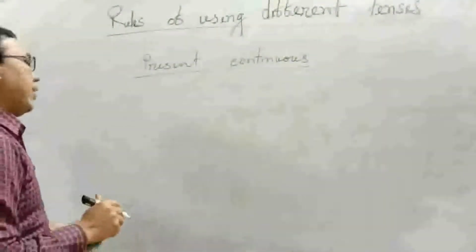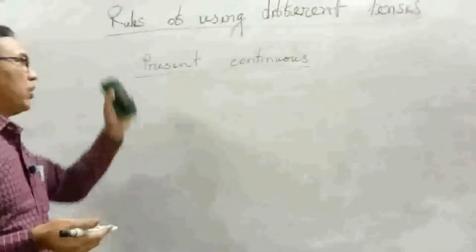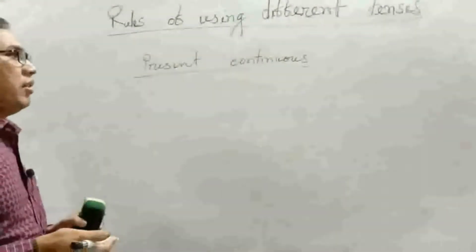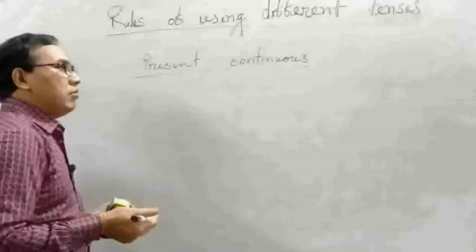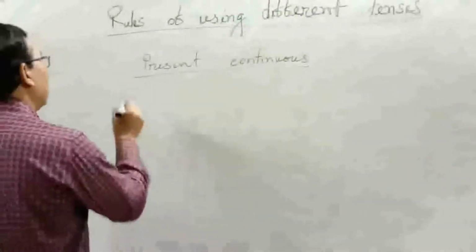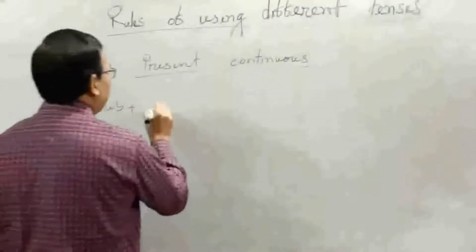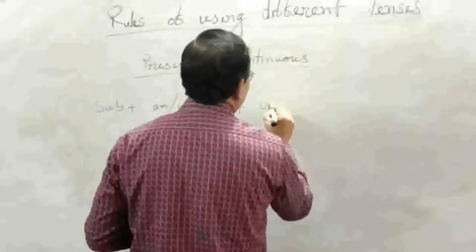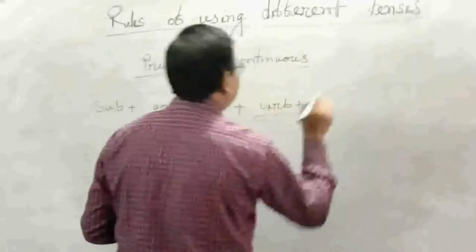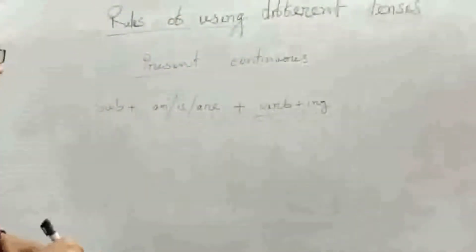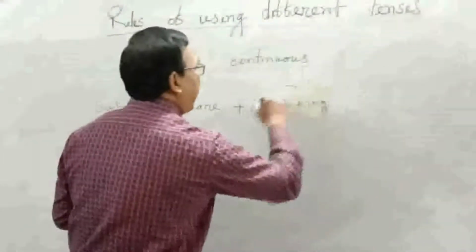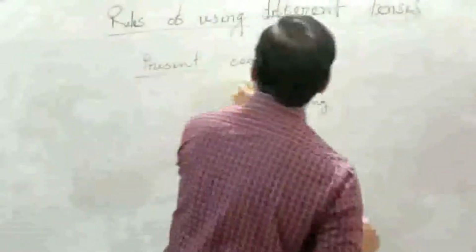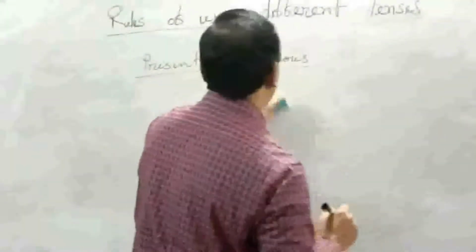Present continuous tense, again, I know that you are very much aware of the structure of these tenses. Still, I am telling the structure just to tell you the spelling rules related to this. Subject plus am, is, are plus verb plus ing. That is, ing is added to the verb. And while adding ing to the verb, you have to follow certain rules. And actually, to tell you the rules, I am discussing the structure.